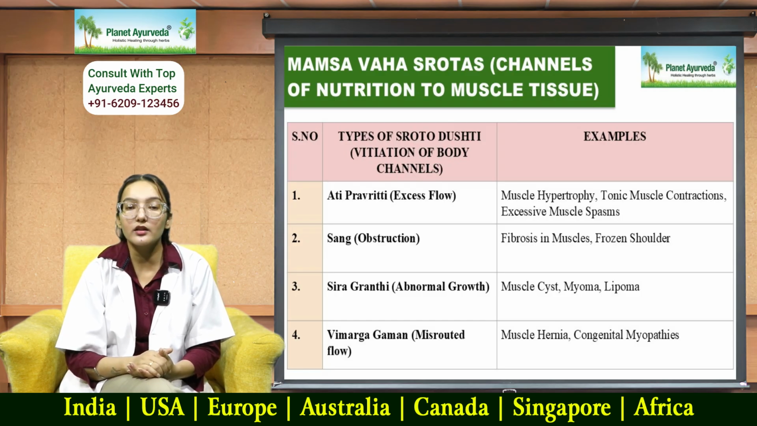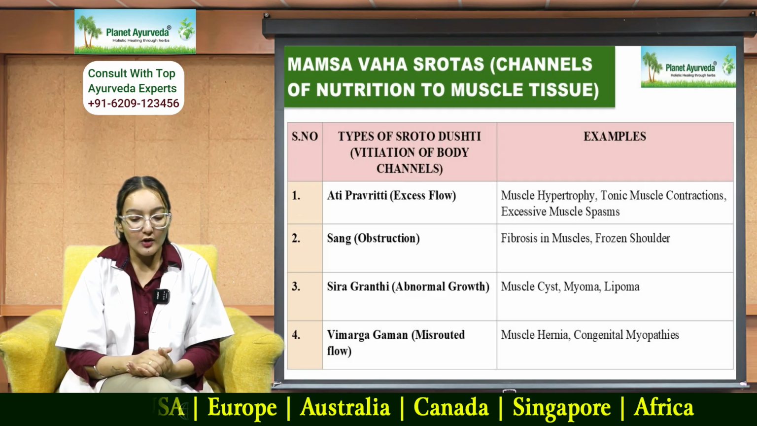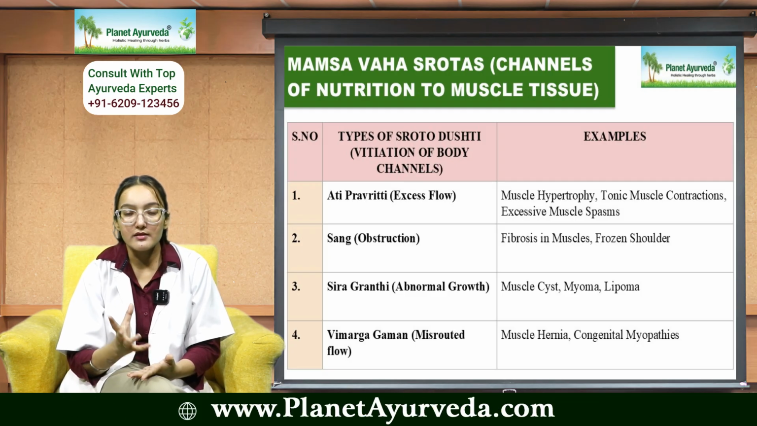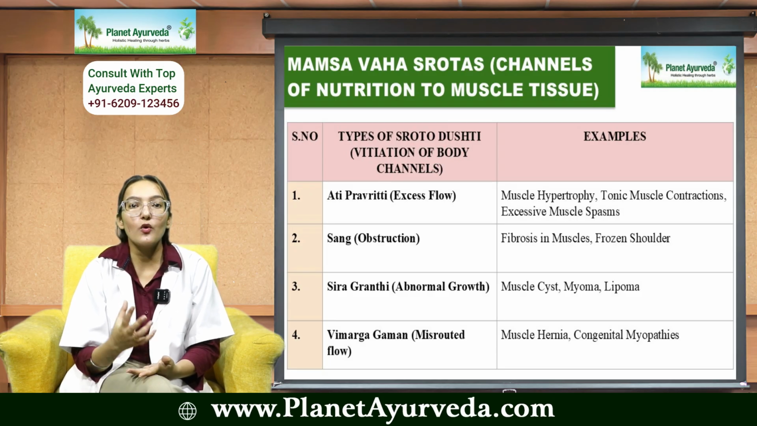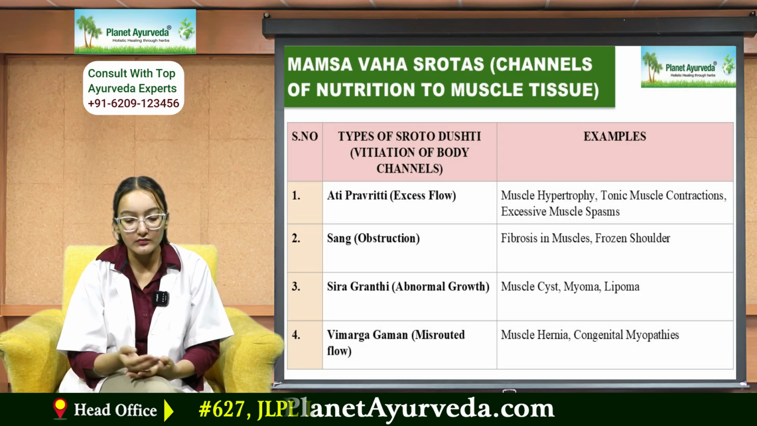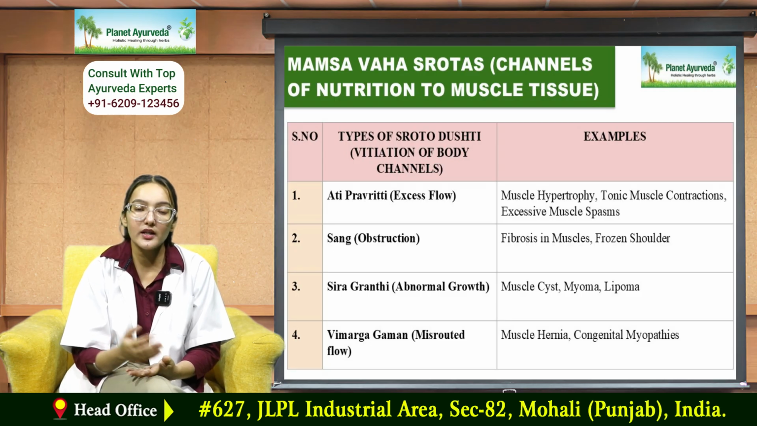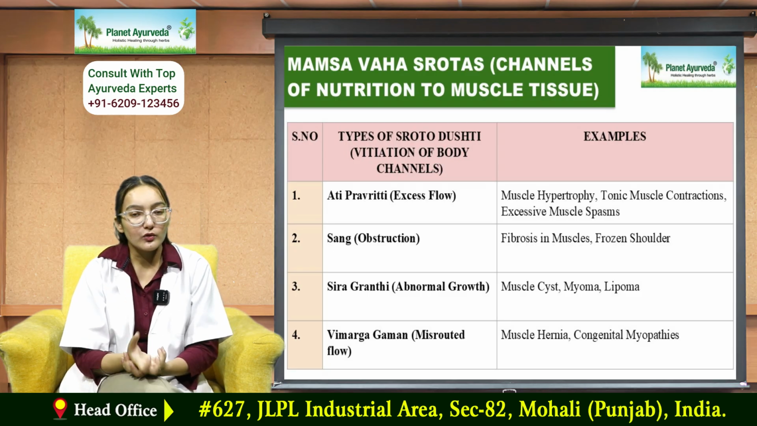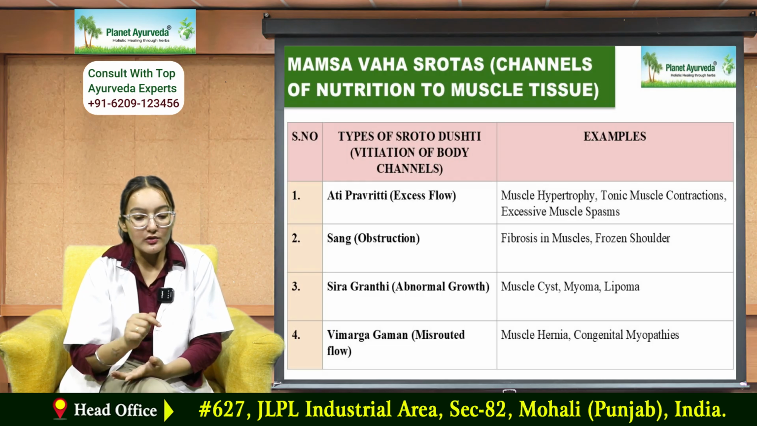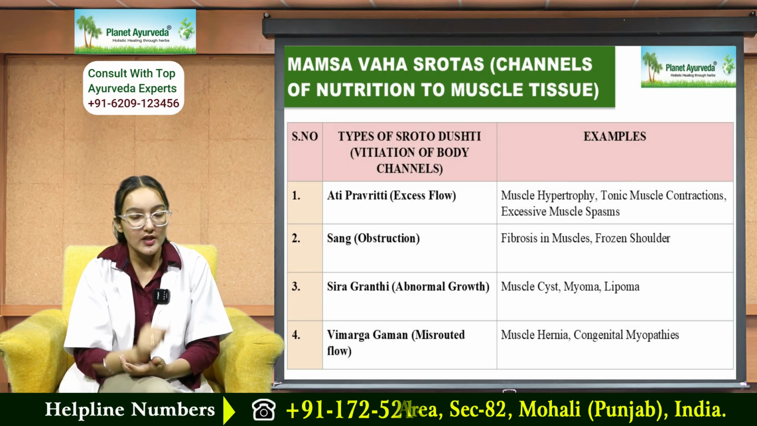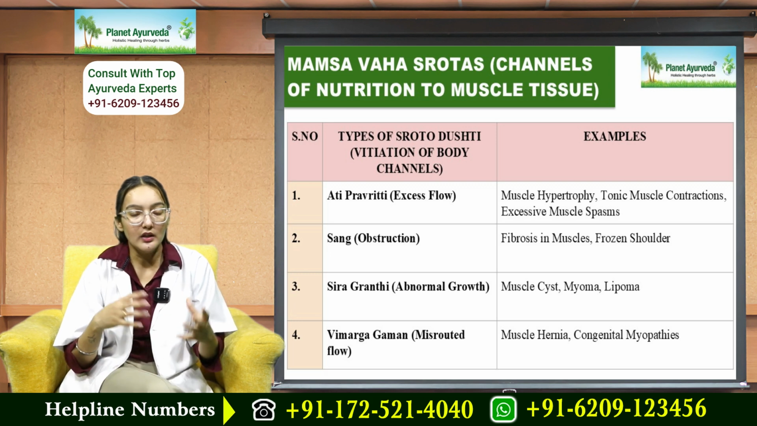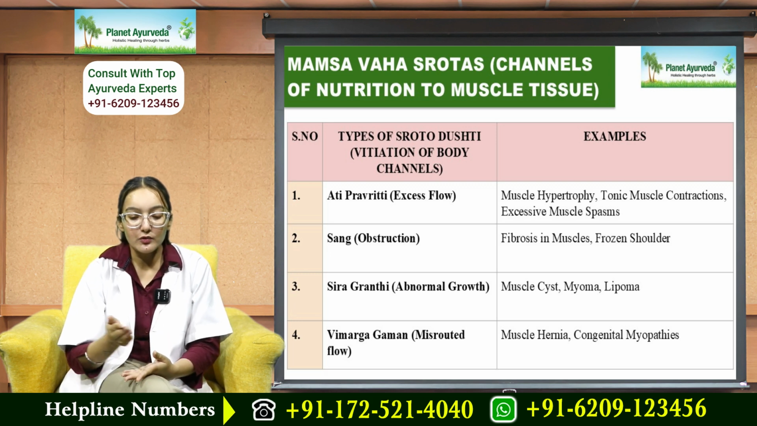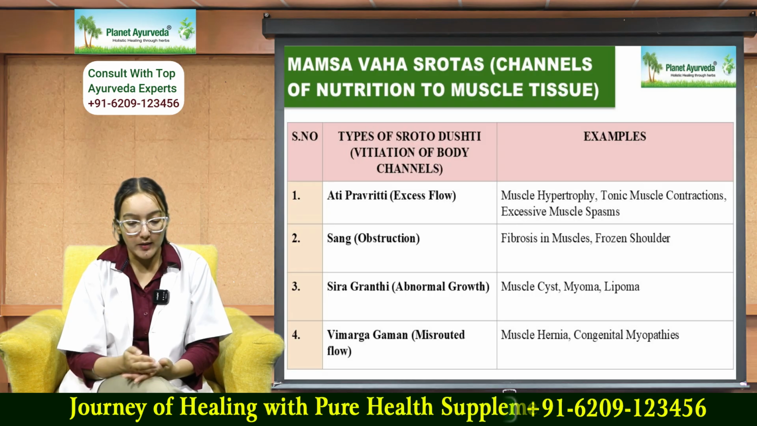Then comes the Siragranthi or abnormal growth. In abnormal growth, one may experience a muscle cyst, a cyst of muscle tissue, myoma. Myoma is a benign overgrowth of muscle tissue. Then comes lipoma. Lipoma again is an overgrowth of the fat tissue. That may also occur due to obstruction in these channels, because from muscle tissue, adipose tissue, the fatty tissue, will form. So due to that, one may also experience lipoma.